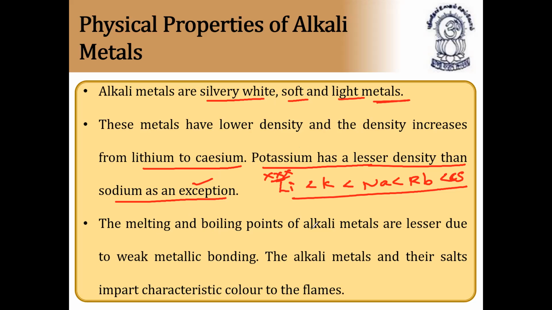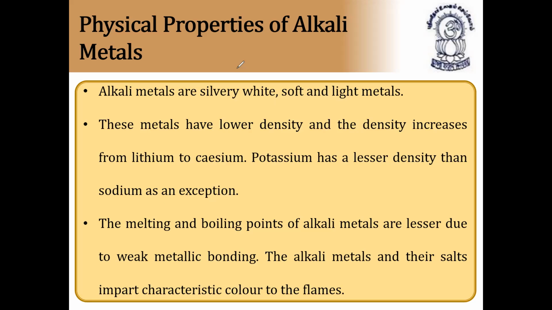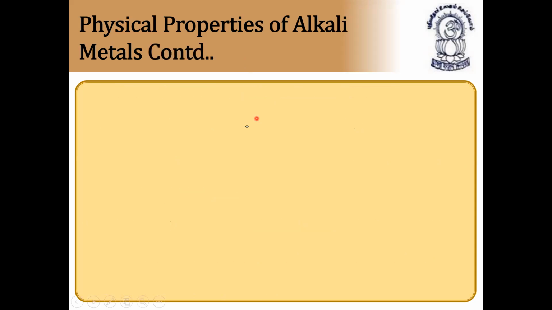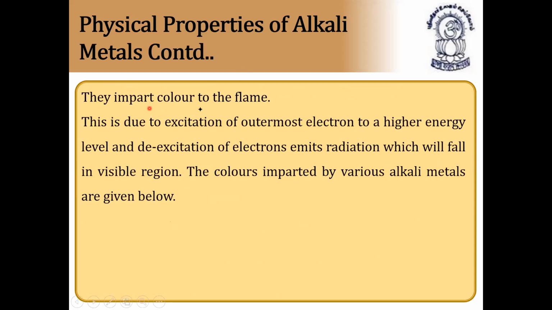The melting points and boiling points of alkali metals are lesser due to weak metallic bonding. So with what bond they'll form together, that is metallic bonding. So the alkali metals and their salts impart characteristic colors to the flames. So for example, lithium, crimson red color. So let us discuss now the colors. That is also very important. So they impart color to the flame.